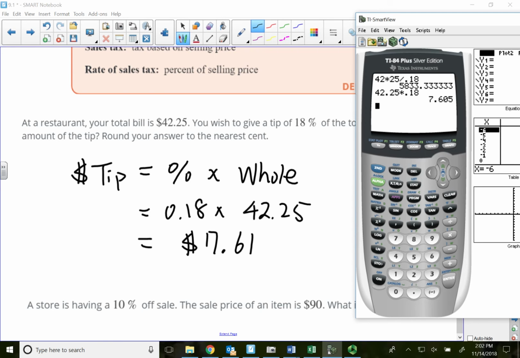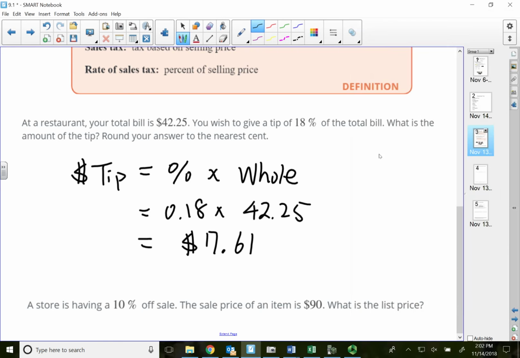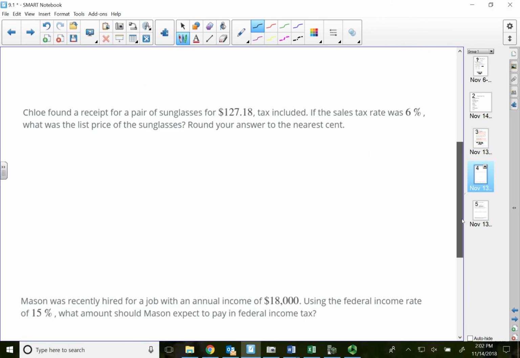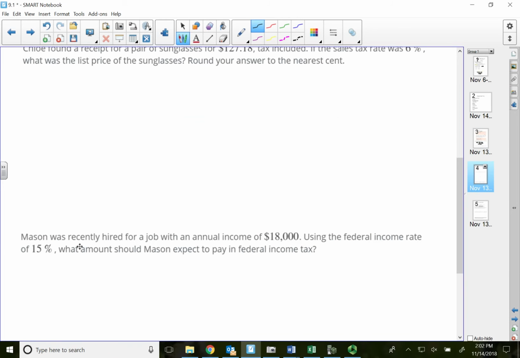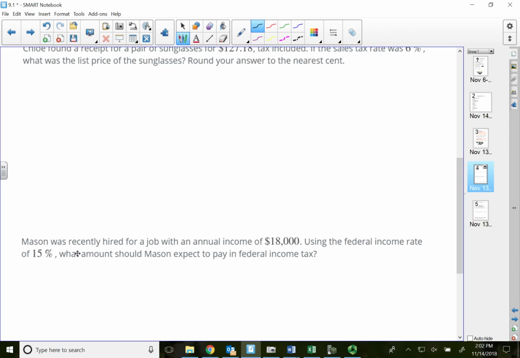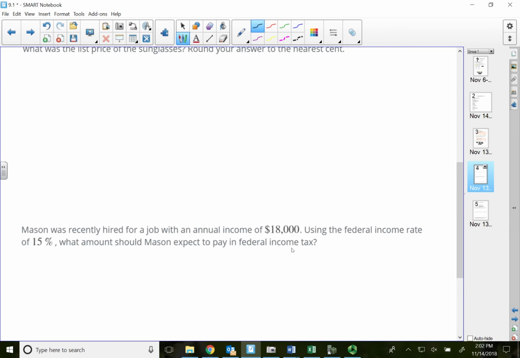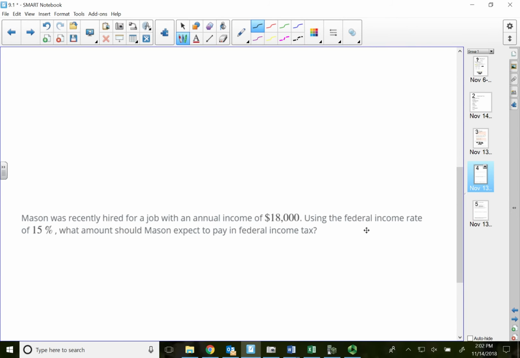All right, I'm going to skip to this problem. It says the word Mason at the front of it. So Mason was recently hired for a job with an annual income of $18,000. Using the federal income tax rate of 15%, what amount should Mason expect to pay in federal income tax? So the federal income tax is at 15%.